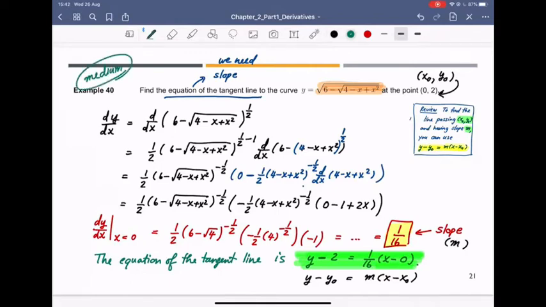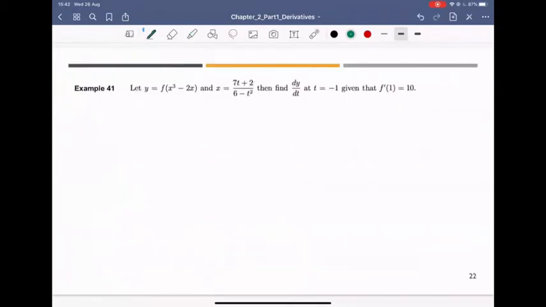Well, so let's do one more example, 41. So this is also the medium one, and then we can move to higher order derivative. All right, so this is also the medium one. Select.